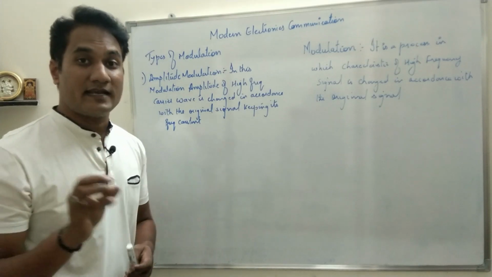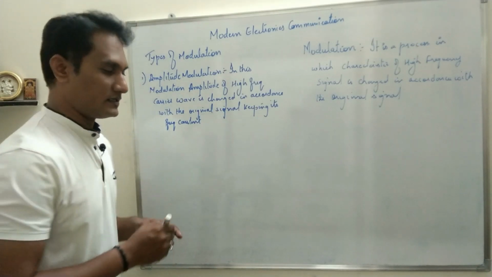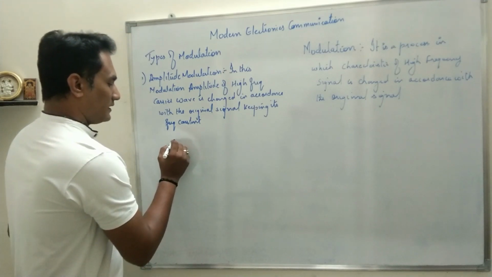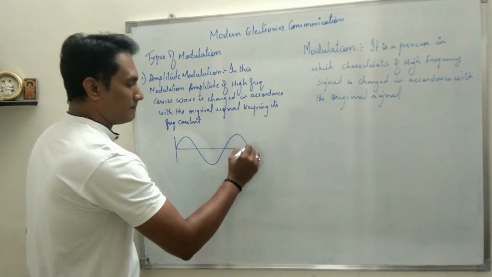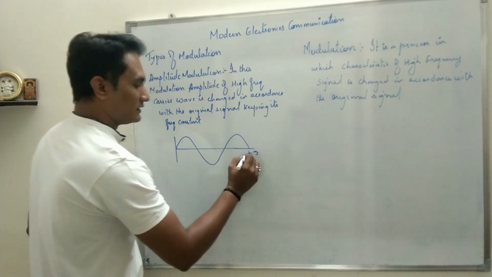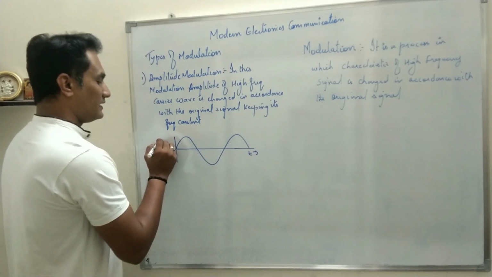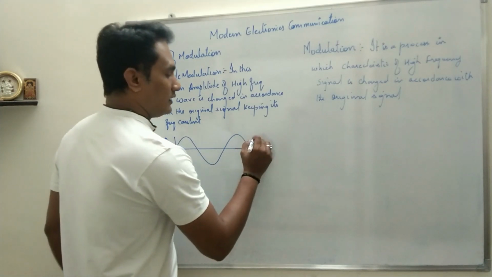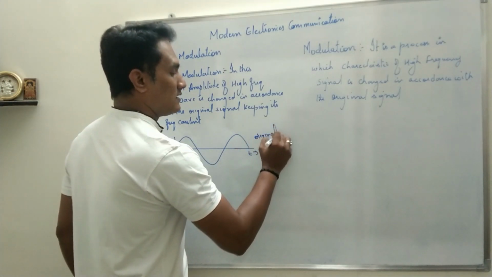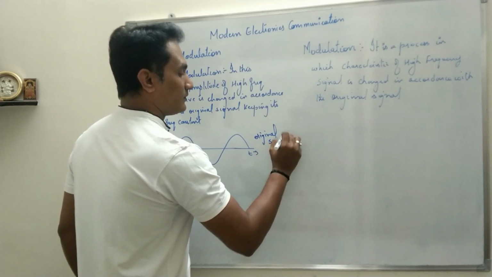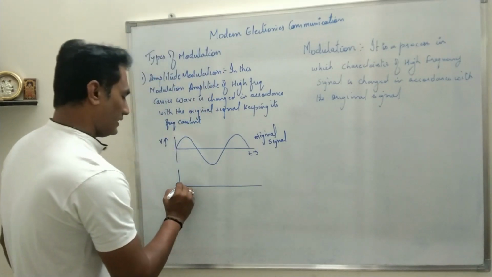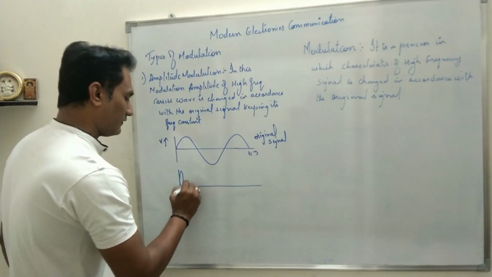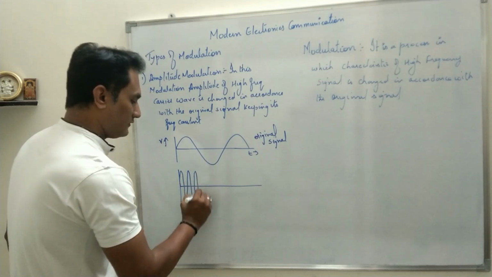So let us try to understand by graphical representation. Okay, so see, this is the original signal, a low frequency audio signal. This is time period and this is the amplitude. We specify it as V. Okay, so this is your original signal. And then we have a high frequency carrier wave.